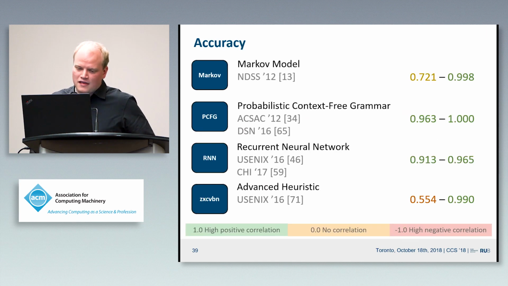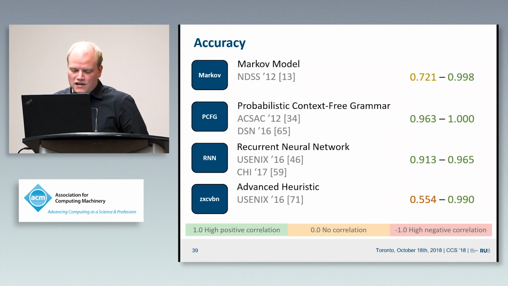Coming to the results. So first of all, the academic proposals. As you can see here, the best performing academic proposals are so-called Markov models, probabilistic context-free grammars, very recently proposed recurrent neural networks, and I guess some of you are familiar with the static zxcvbn meter developed by Dropbox, which is based on advanced heuristics. And now we wonder what those numbers mean.